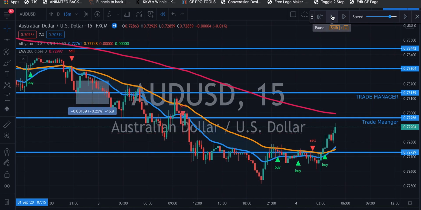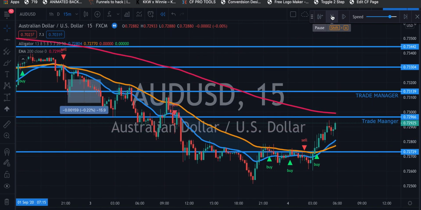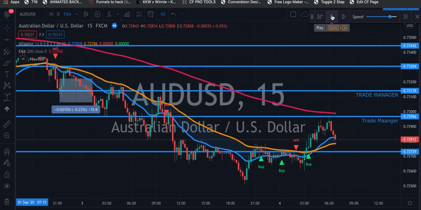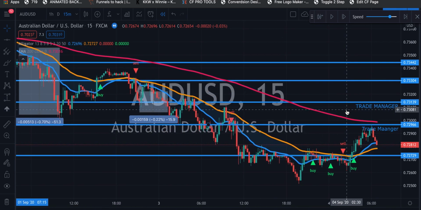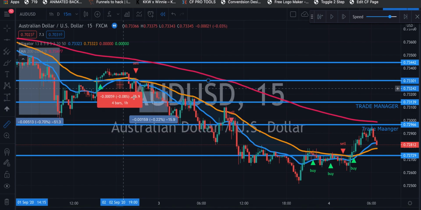Boom. Now let me talk about this real quick. Let's go back to this buy. This is a good buy. I wouldn't have taken it. Maybe, but not really because it's still too close. But let's talk about that buy we took up here. It went in the wrong direction.